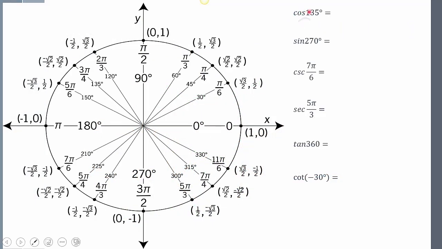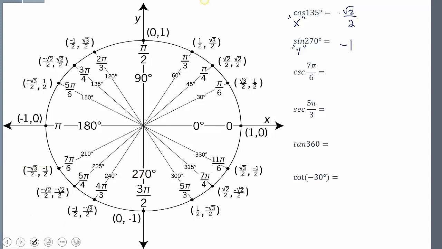So for example, if it says find the cosine of 135 degrees, remember I said cosine relates to x, and the sine value relates to y. So cosine of 135, I go to where it says 135 degrees, it's going to be my x value, so it's going to be negative root 2 over 2. The sine of 270 degrees, you go to 270 degrees, your sine value is going to be negative 1.